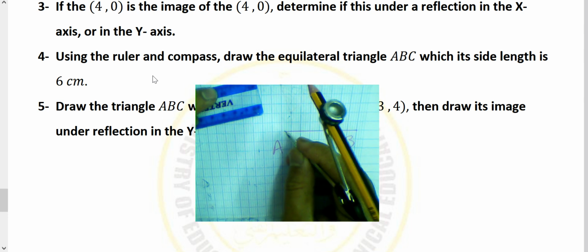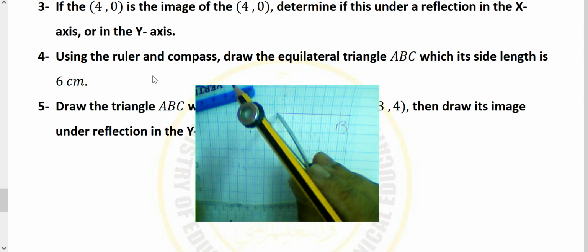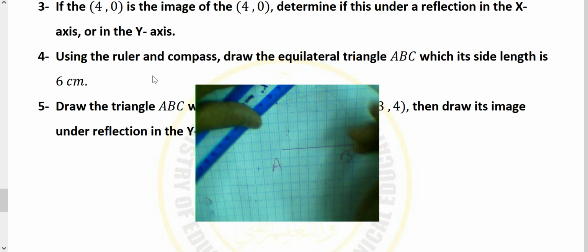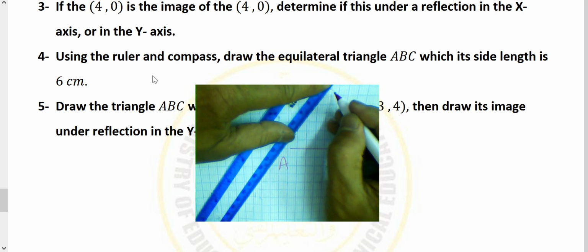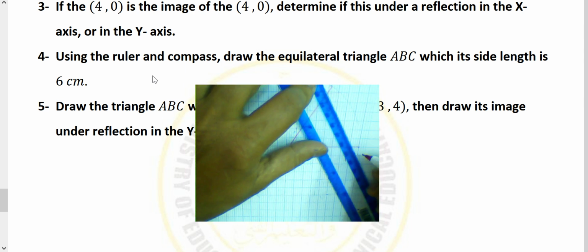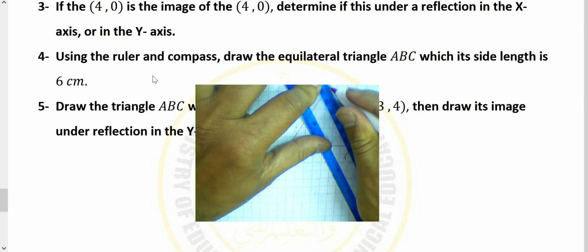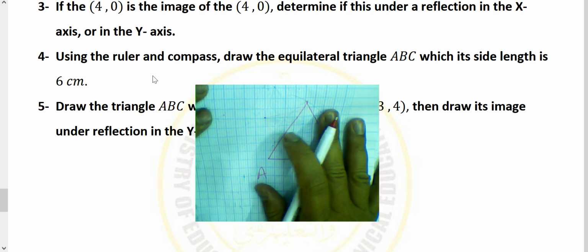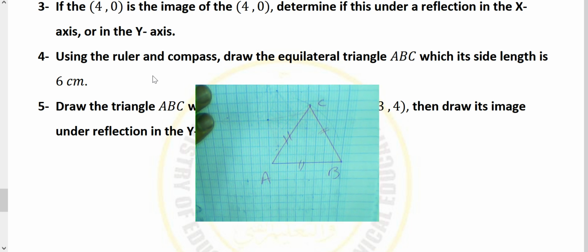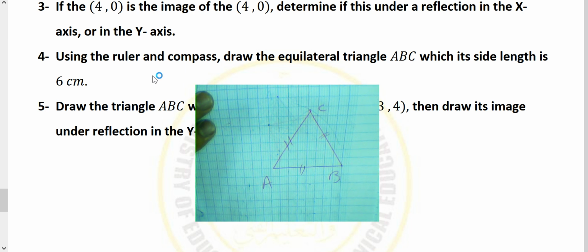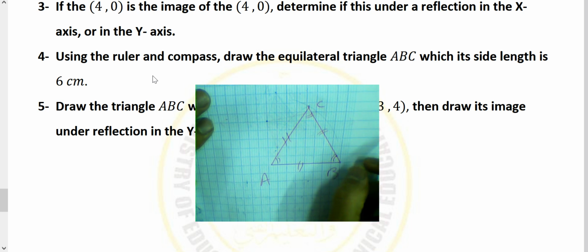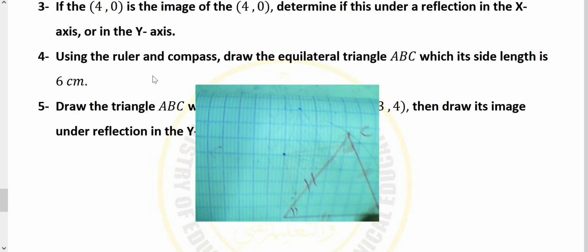draw the arc, and then come here again, draw the arc. Two arcs intersect at one point. This point will be C. It will be the vertex. Then we have ABC, equilateral triangle. The measure of each angle equals 60 degrees. We call that equilateral triangle and acute angle triangle.